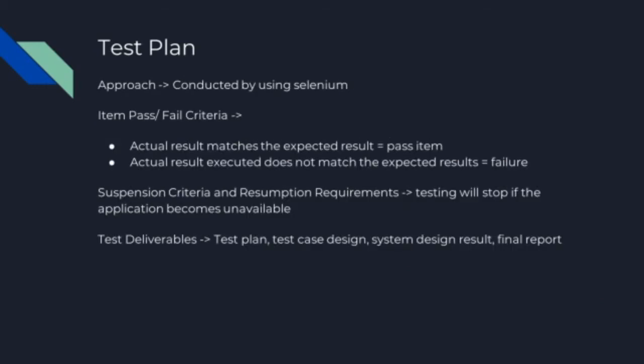As for the approach for testing this project, it will be conducted by using Selenium. And for the item pass or fail criteria, if the actual result matches the expected result, it will be marked as a pass. And if the actual result executed does not match with the expected result, it will be marked as a failure. Suspension criteria and resumption requirements is that the testing will stop if the application becomes unavailable. And as for the test deliverables, it will be the test plan, test case design, system design result, and the final report.